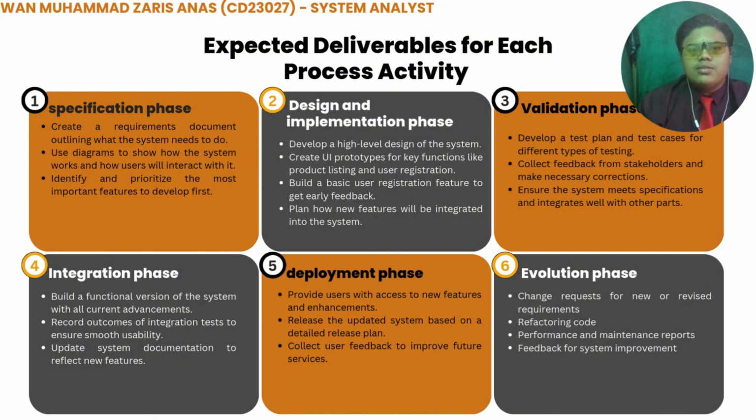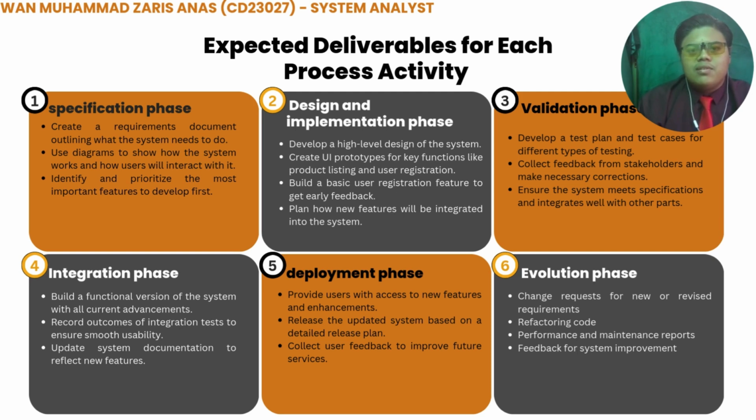Expected deliverables for each process activity. For the specification phase, create a requirement document outlining what the system needs to do. Use diagrams to show how the system works and how users will interact with it. Identify and prioritize the most important features to develop first. For the design and implementation phase, develop a high-level design of the system, create a UI prototype for key functions like product listing and user registration, build a basic user registration feature to get early feedback, and plan how new features will be integrated into the system.